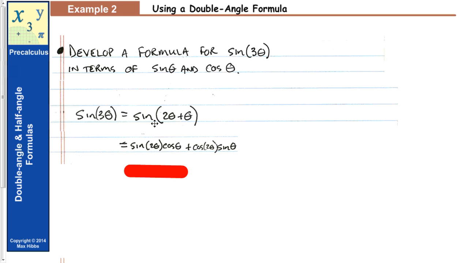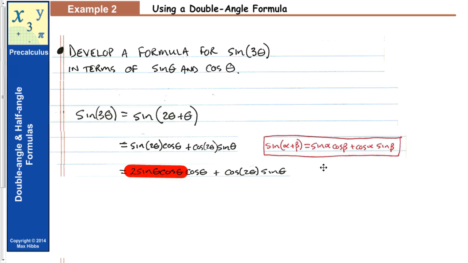And since we know that the sine of a sum of angles is the sine of the first times the cosine of the second, plus the cosine of the first times the sine of the second, which I've written down here, then we're dealing now with the sine of 2 theta times cosine theta plus cosine of 2 theta times sine of theta. I should have written this out ahead of time. That's the sum formula for sine.